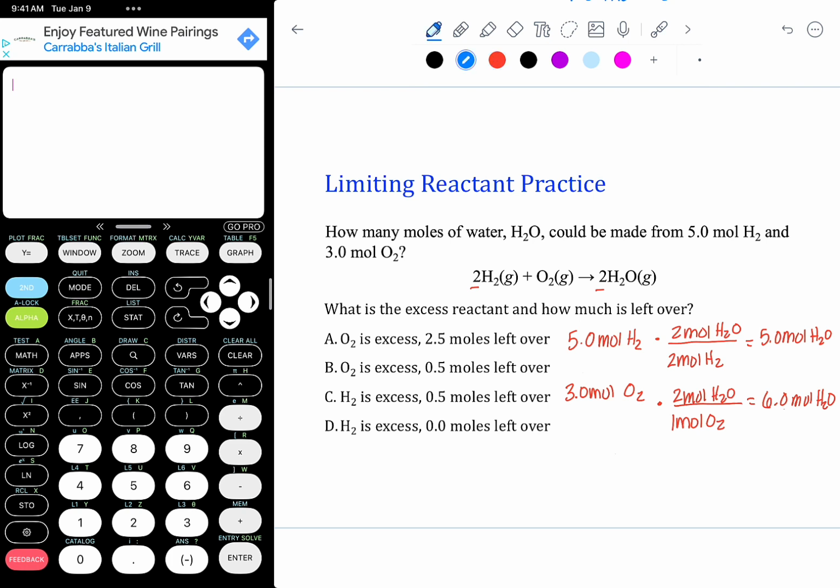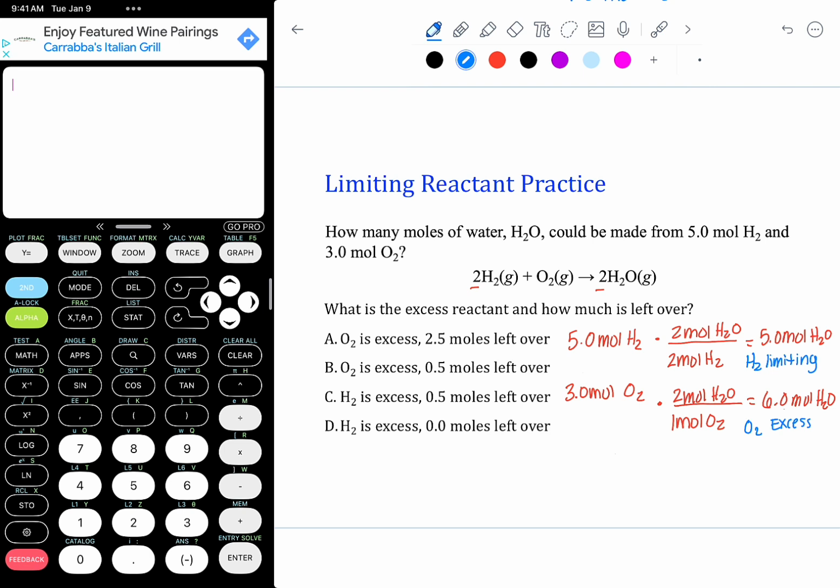Because hydrogen produced the lesser amount of product, this is going to be our limiting reactant. So H2 is limiting. That means oxygen is in excess. So the maximum amount of water that I can create when I react 5 moles of hydrogen gas with 3 moles of oxygen gas is 5 moles of water. I'm going to have extra oxygen in my reaction vessel. There will be extra oxygen because that's my excess reactant, but all of my hydrogen will be used up.